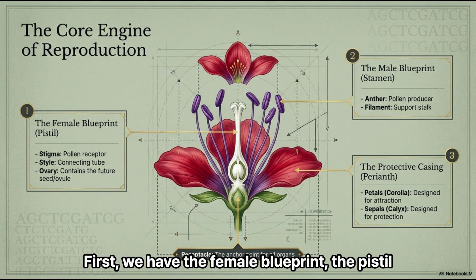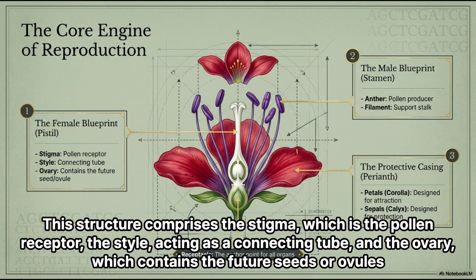First, we have the female blueprint, the pistil. This structure comprises the stigma, which is the pollen receptor, the style, acting as a connecting tube, and the ovary, which contains the future seeds or ovules.